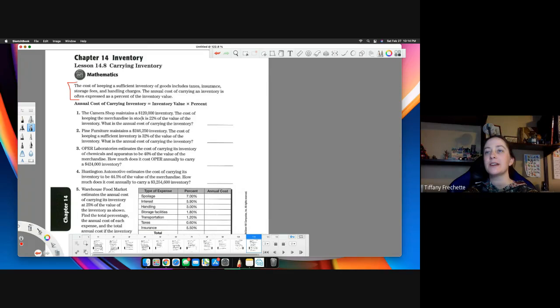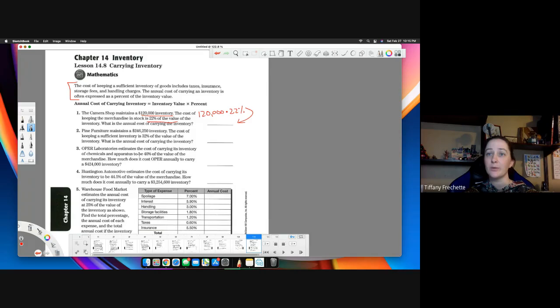The camera shop maintains $120,000 inventory. The cost of keeping the merchandise is 22% of the value of the inventory. What is the annual cost of carrying the inventory? So we have our inventory cost and we have our percentage of the value of the inventory. So we quite literally just say inventory cost times 22%, and that will be the annual cost of carrying the inventory. We're just going to multiply those two together.